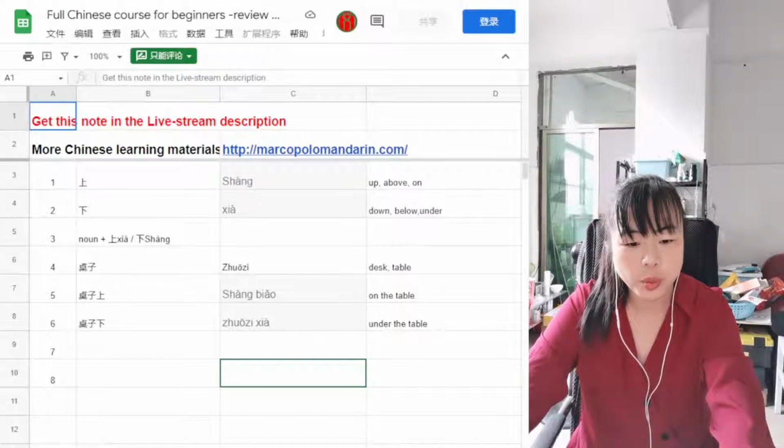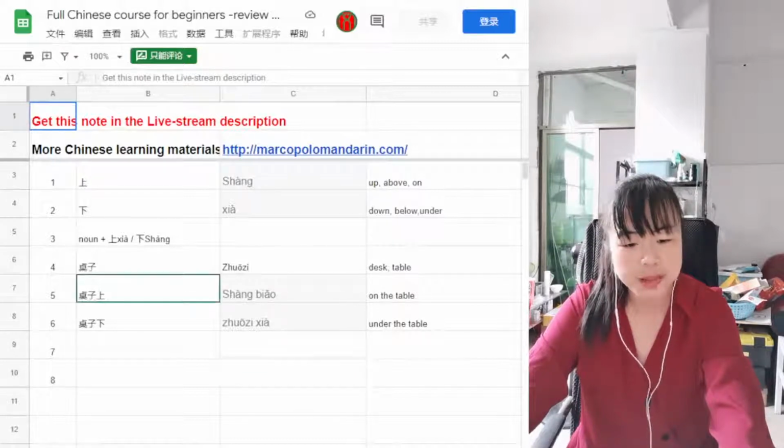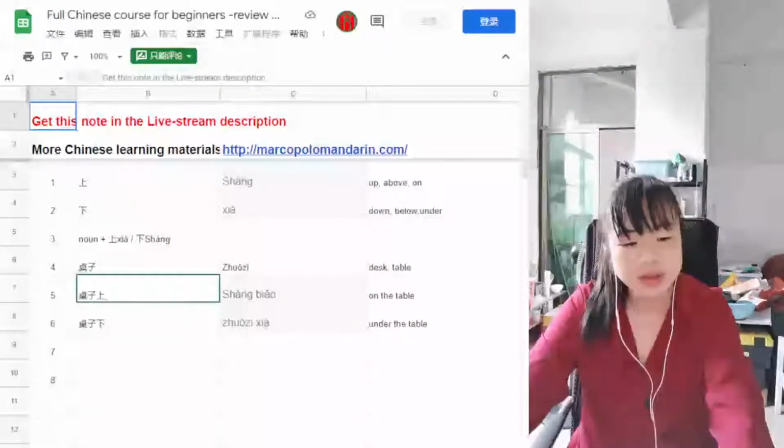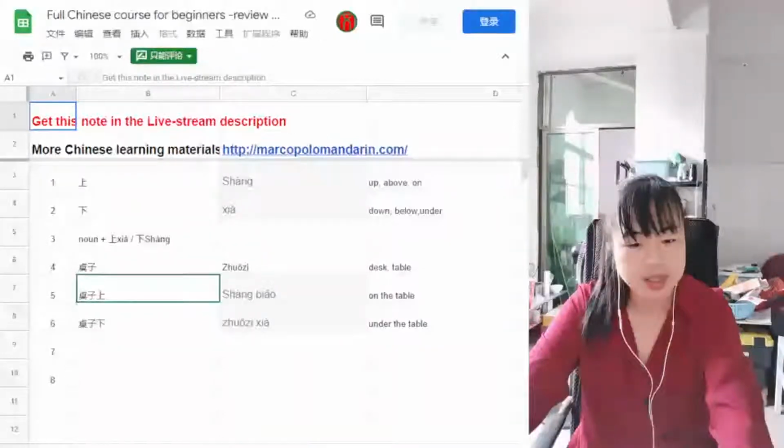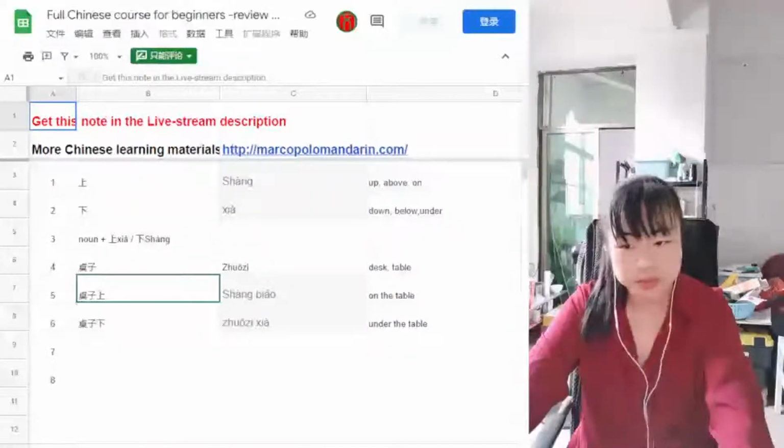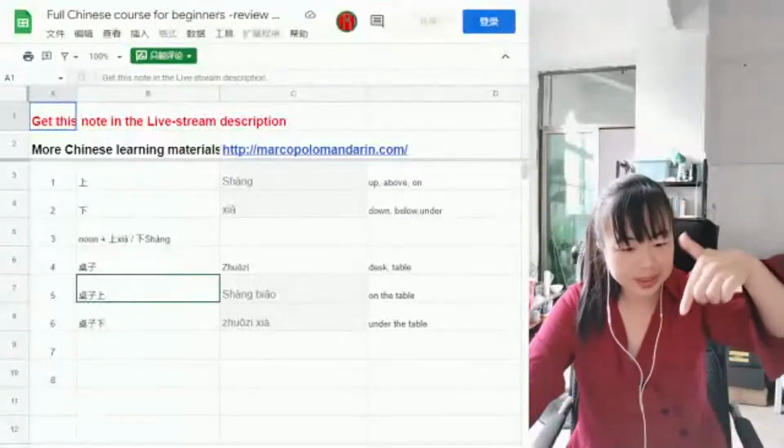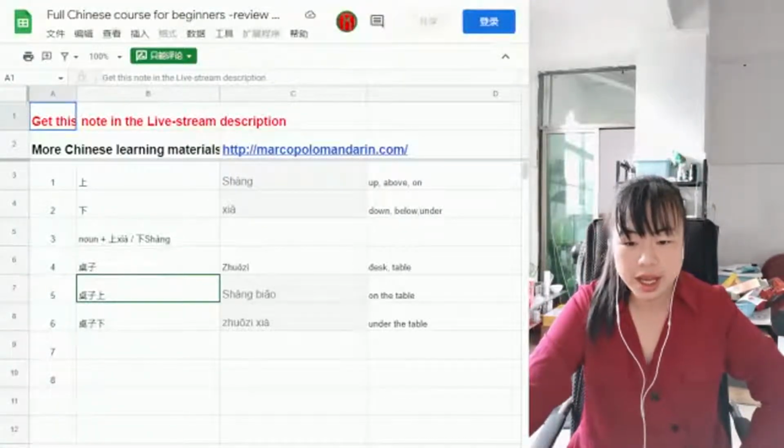Just now we mentioned 桌子上 means on the table, and 桌子下 means under the table.